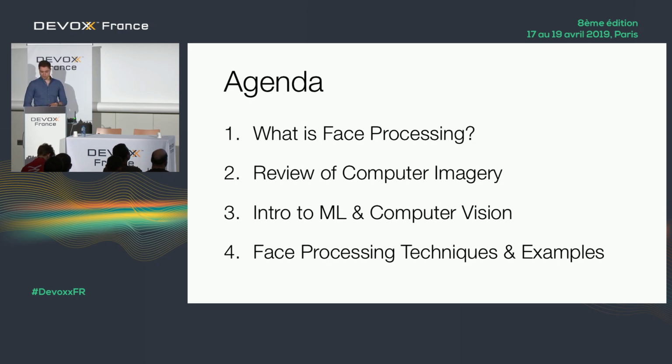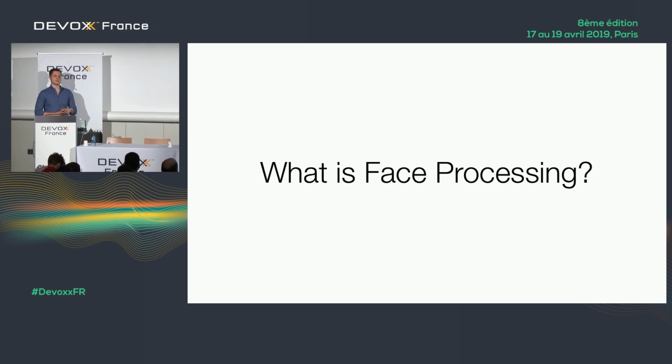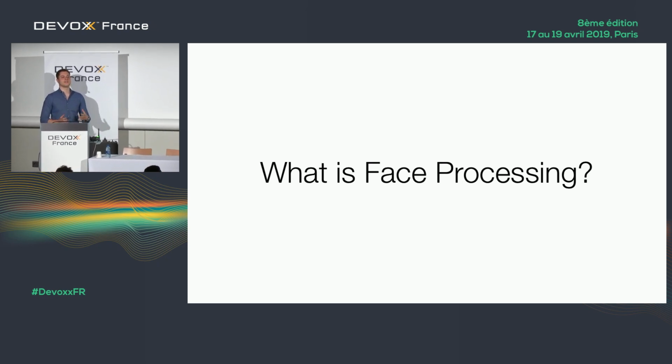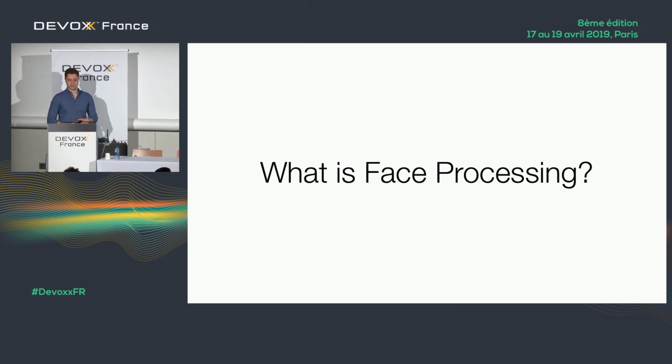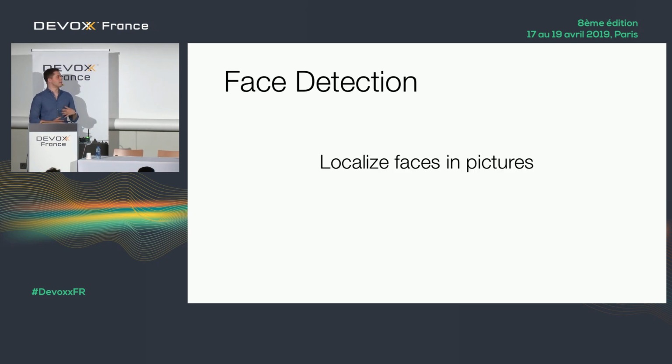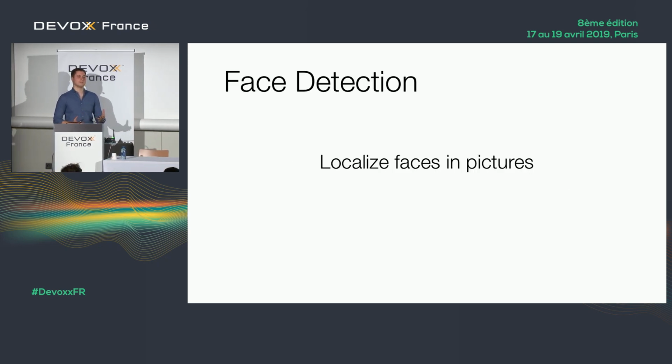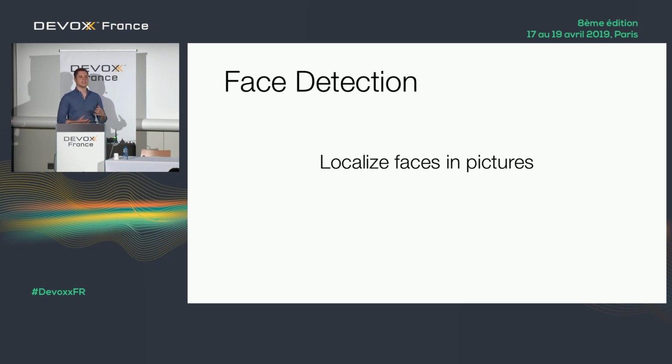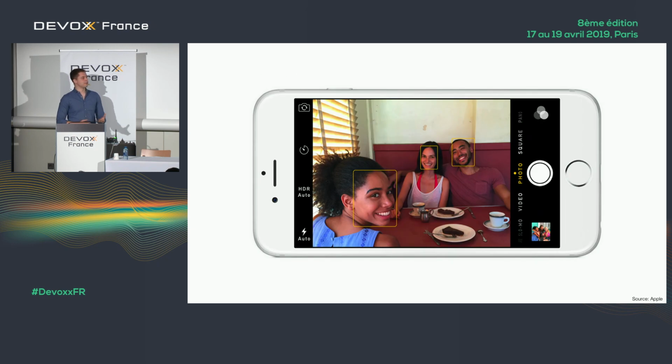So let's get started with face processing itself. Face processing is actually a collection of several different tasks, and they are very connected to each other. The first one and the most common one is face detection. The idea here is that given a picture or a video or something like this, you want to recognize if there's a face in this piece of input and also localize it. So for example, if you have a picture like this, you want to be able to tell where the faces in this picture are.